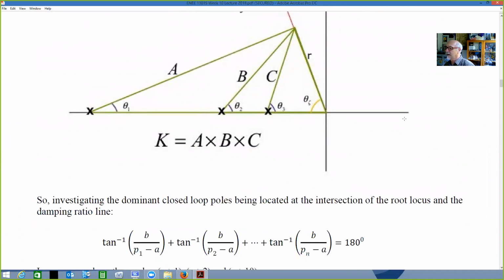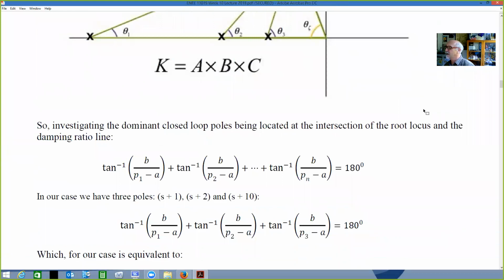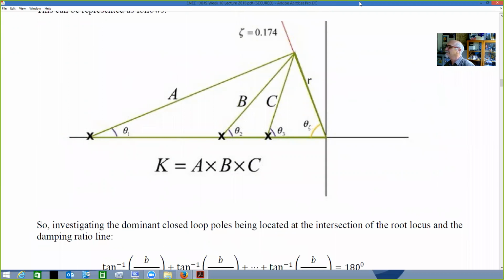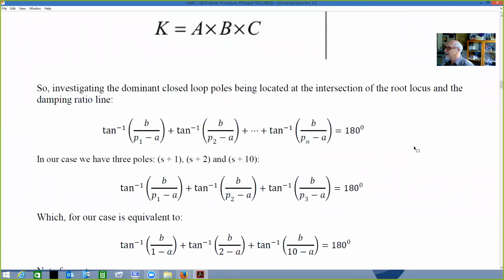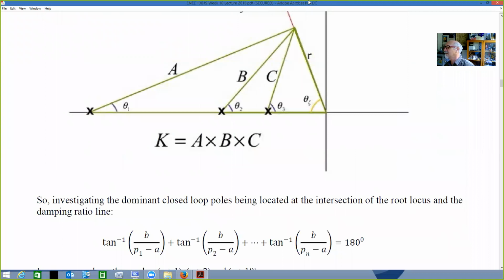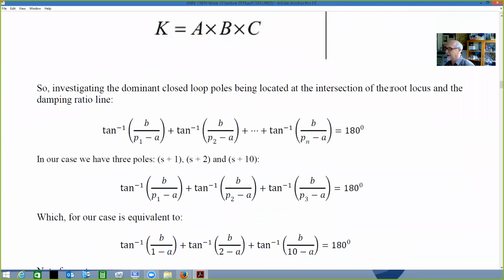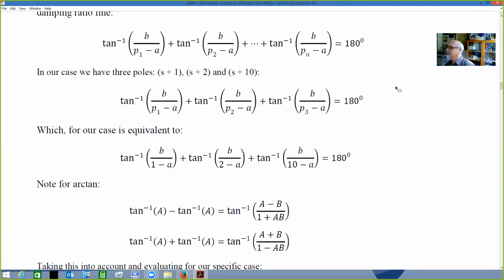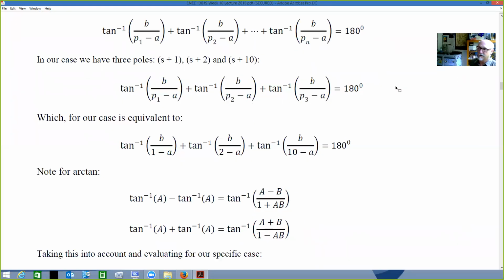So therefore we can investigate the dominant closed loop poles being located at the intersection of the root locus and the damping ratio. When we do that, we can find these little angles in here, which we can do with trigonometry by using the arc tangent. So we end up with this expression relating the arc tangent of each of those, and obviously it has to add up to the odd multiple of 180 degrees. We already know what our three poles are, because we know the factors from the characteristic equation are s plus 1, s plus 2, and s plus 10. So we can plug in our P1, P2, and P3 values.